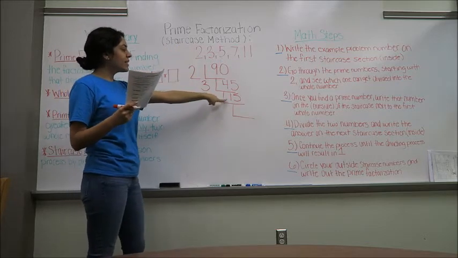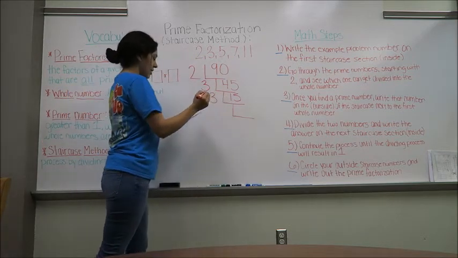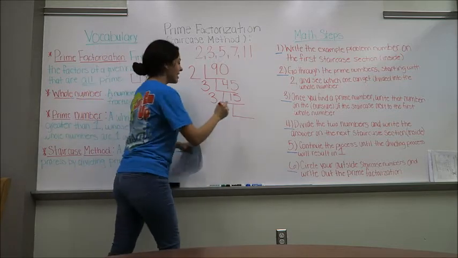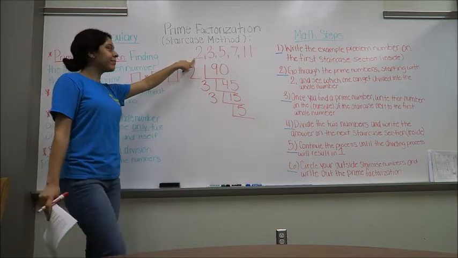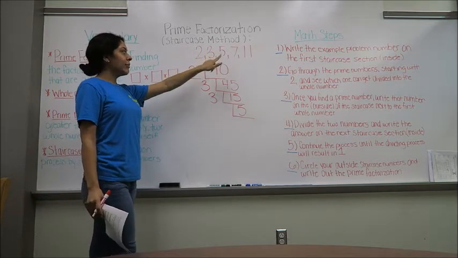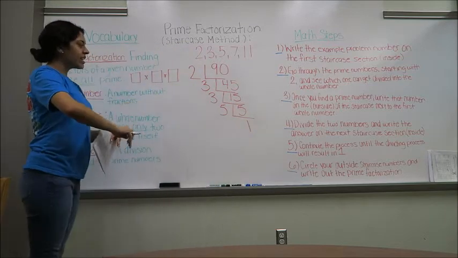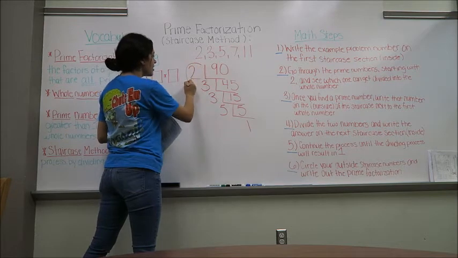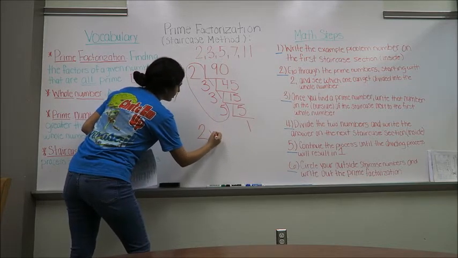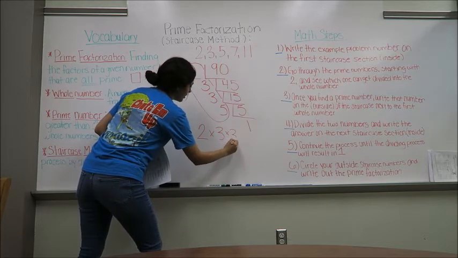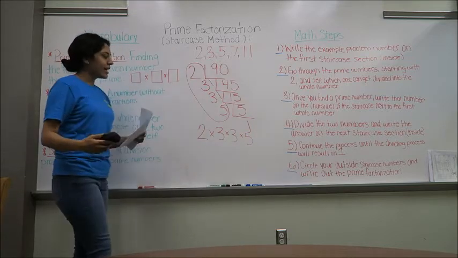So now we go back. Can 2 go into 15? No. Can 3 go into 15? Yes. How many times? It goes into 15 5 times. So now we have 5. Can 2 go into 5? No. Can 3 go into 5? No. But 5 could go into 5. How many times? 1 time. So we finished. Let's write out the prime factorization for 90. It's going to be 2 times 3 times 3 times 5. That's the prime factorization for your whole number 90.